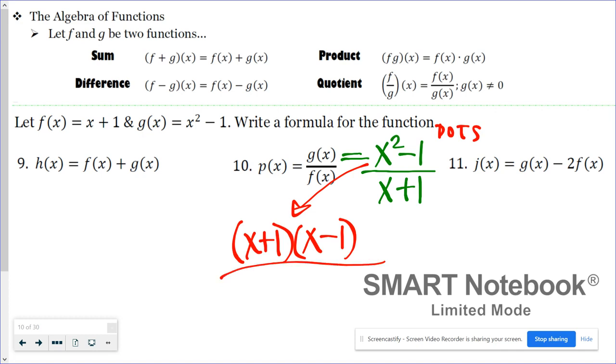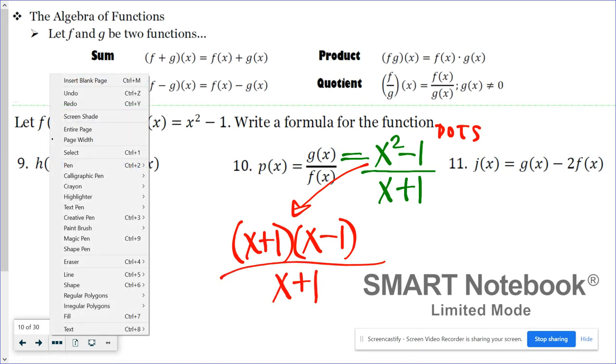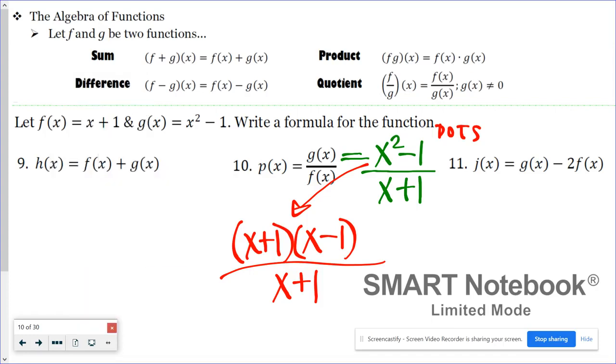And this is still over the x plus 1 in the denominator. So notice that we do have common factors. You have the factor x plus 1 on top, and you have the factor x plus 1 on the bottom. So those would cancel out, leaving us with just the x minus 1. And so that's the function p of x. P of x is equal to x minus 1.